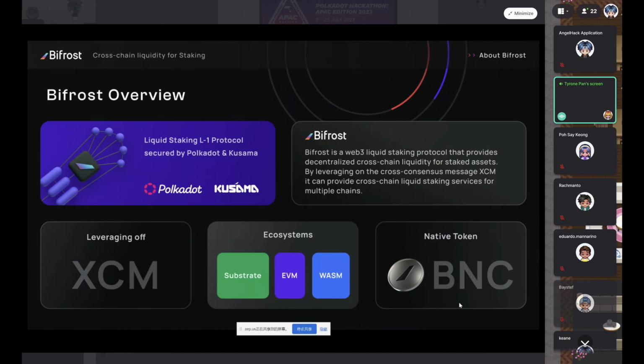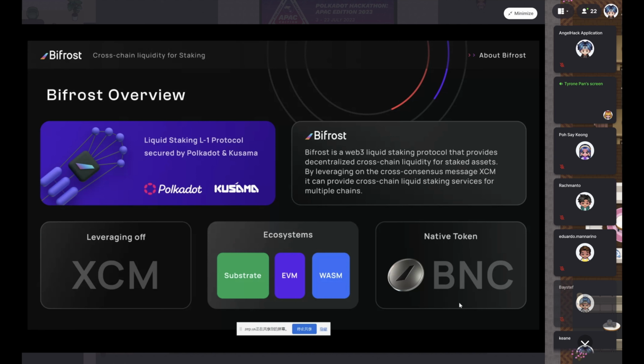All right. So first things first, my name is Tyrone, and I'm the product manager and a council member of Bifrost. Bifrost is a Kusama and Polkadot parachain, which takes charge of cross-chain, multi-chain liquid staking for different parachains and different external blockchains, for example, Ethereum and Bitcoin.